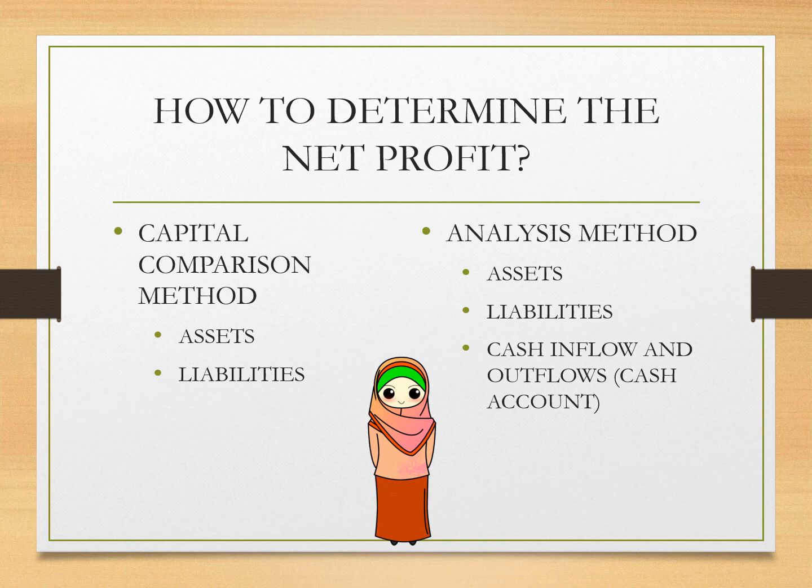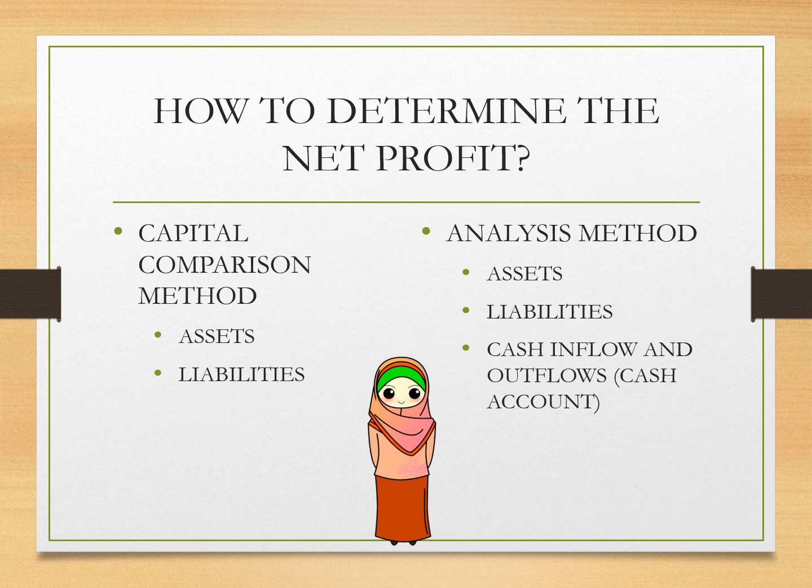The question now, can we solve this problem? Well, the best thing of course is to keep a proper accounting record from the very beginning. But in the real world, we will have to help some businesses with incomplete records. So how are we going to do that? There are two methods we can use to calculate the net profit in this situation. The first method is capital comparison method, and the second method is analysis method. We will discuss these two methods in the second part of the lecture.